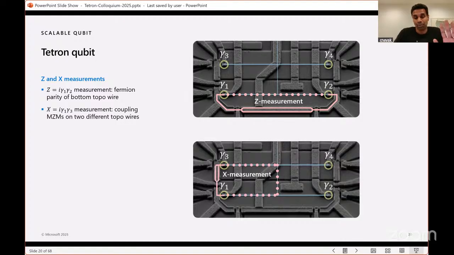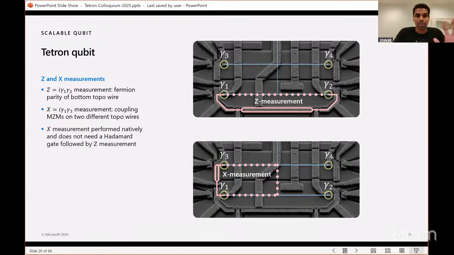So I should also say there's also an X measurement. The X measurement doesn't commute with the Z measurement. It's a measurement of Majorana zero modes on two different topological wires. And you can see these are both interferometers. There's an interferometer that takes a quantum dot and a single wire, and it's an interference loop just connecting those two. There's a different interferometer here, which actually bridges the two wires, okay?